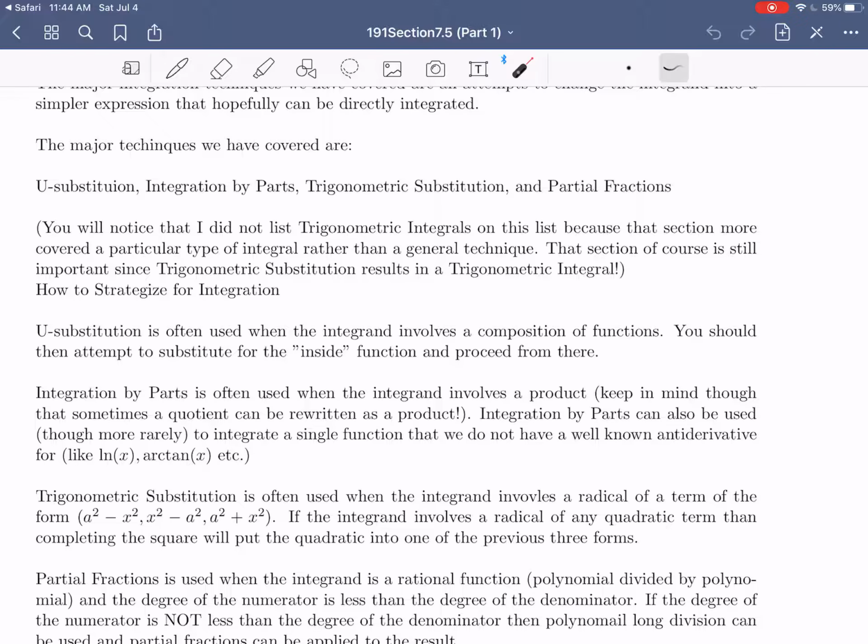You'll notice that one of the sections that we covered, the section on trigonometric integrals, which was section 7.2, is not listed as a technique. And that doesn't mean that it's not important. Trigonometric integrals was more an exploration of how to take that very specific type of integral and modify it using trigonometric identities to simplify the integrand into something we can directly integrate. That's definitely very important, but I wouldn't really consider it a general technique since it really only applies to expressions that are products of trigonometric functions.